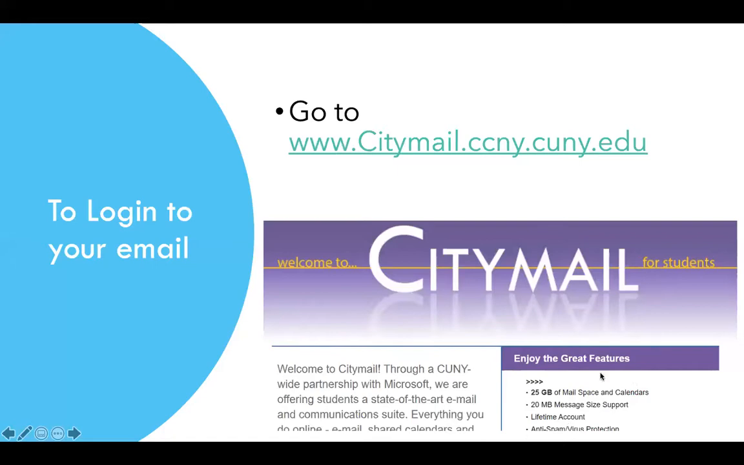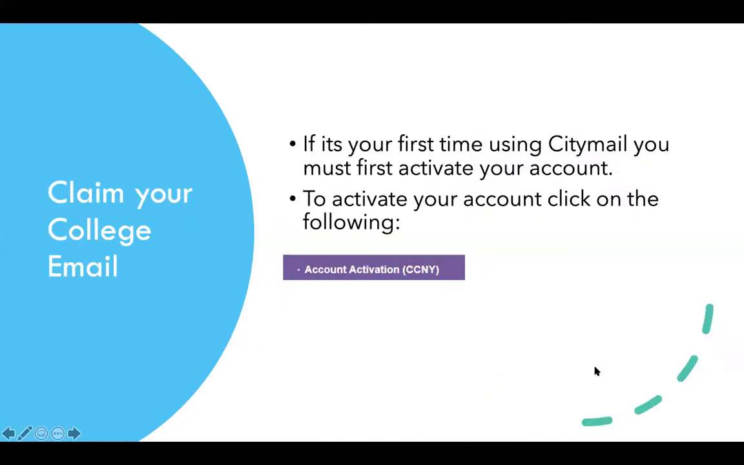So the first thing that you are going to do is go to www.citymail.ccny.cuny.edu to log in and find your email or to activate an account. If it's your first time using the Citymail, you must first activate your account by clicking the link that says Account Activation, CCNY.